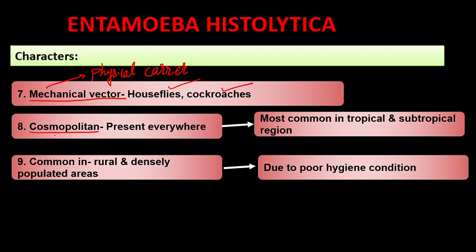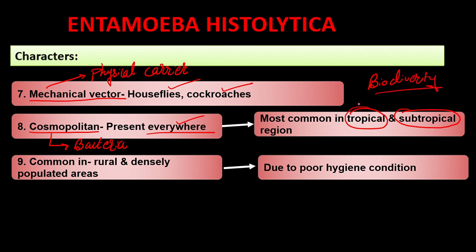They are cosmopolitan. Often you are going to use this term for bacteria, fungi, mostly for bacteria. Cosmopolitan means it is present everywhere. Write this meaning in your textbook. Most commonly, you will see them in tropical and subtropical regions. Do you remember when we studied biodiversity? We studied that there is more diversity in the tropical region because it is near the equator, right? The same thing happens here. Commonly, you will see Entamoeba histolytica in rural or densely populated areas. Why only these areas? Because they do not follow hygiene properly. So, due to poor hygiene conditions, rural people and densely populated areas will have Entamoeba histolytica.